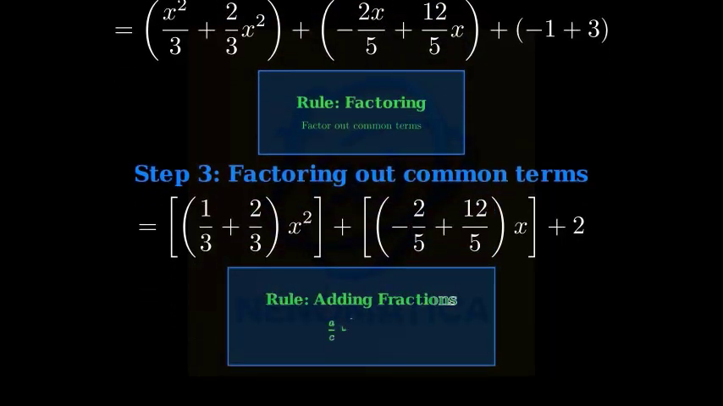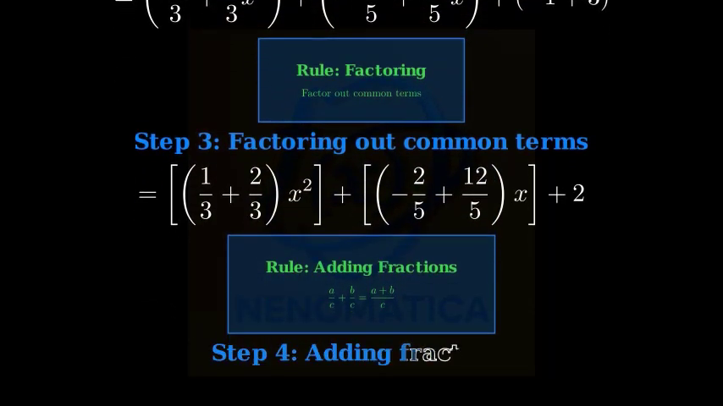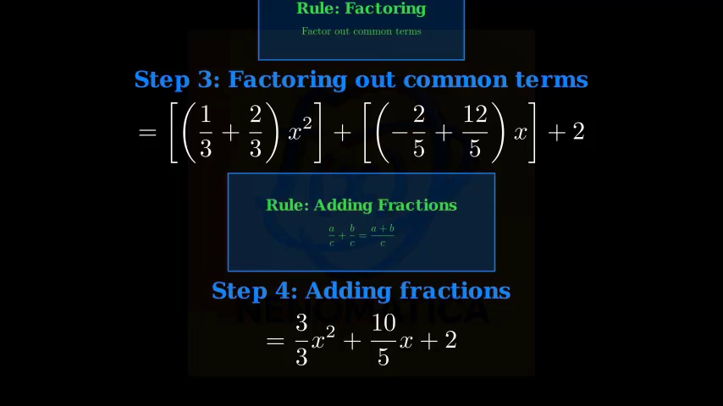Step 4. Now let's add the fractions within each group. 1/3 plus 2/3 equals 3/3, or simply 1. Negative 2/5 plus 12/5 equals 10/5, or simply 2. And negative 1 plus 3 equals 2.